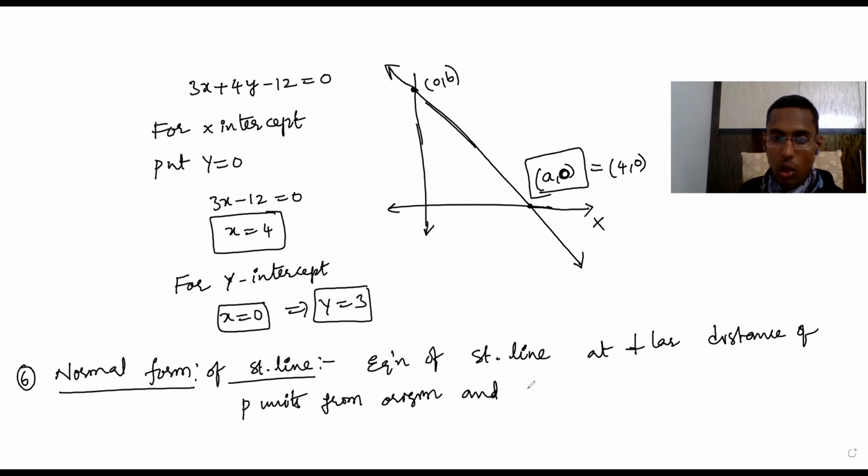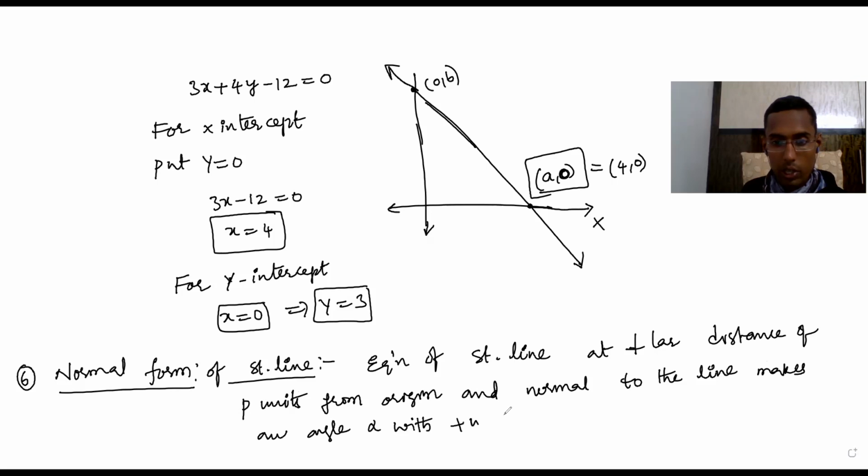And normal to the line makes an angle alpha with positive direction of x-axis. This is not the slope. This is normal. A normal to the line makes an angle alpha with positive direction of x-axis. And the equation is x cos alpha plus y sin alpha equal to p.